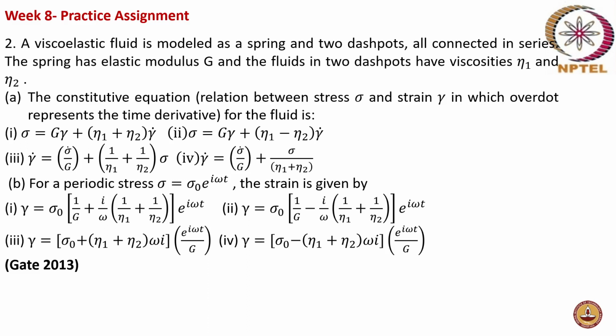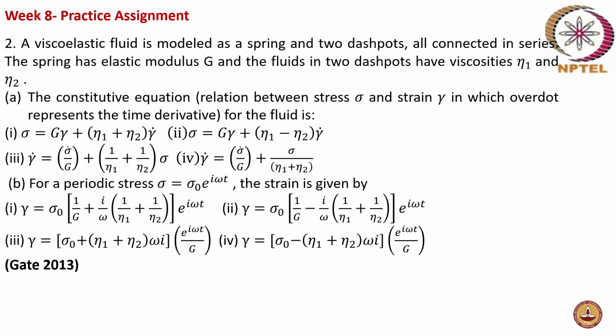The next part of the question asks: for a periodic stress, sigma equal to sigma naught into e power i omega t, what will the strain be? They are applying periodic stress. Periodic stress means it can be sinusoidal, right? Correct. It has some time period, it is oscillatory, dynamic, basically. So for that kind of periodic stress, they are asking what the strain will be.